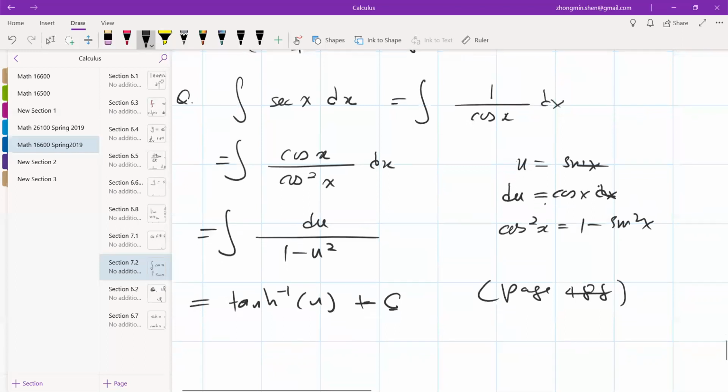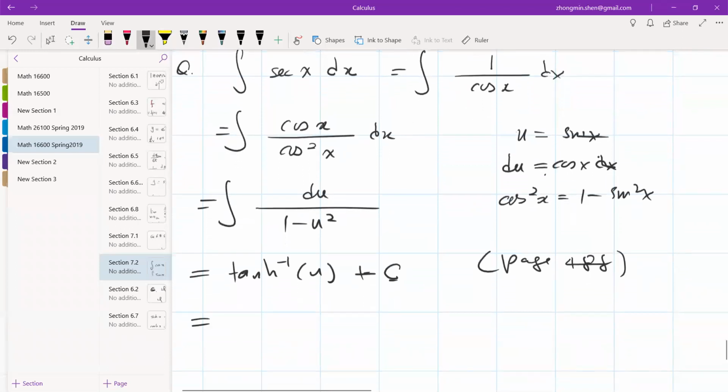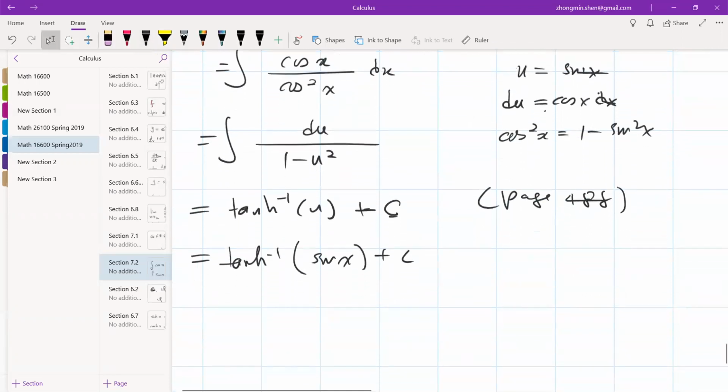Right, that means it's going to be sine x plus c. Does not look good because we don't like arctangent, hyperbolic arctangent. That hyperbolic arctangent is, there's a given formula there, right?